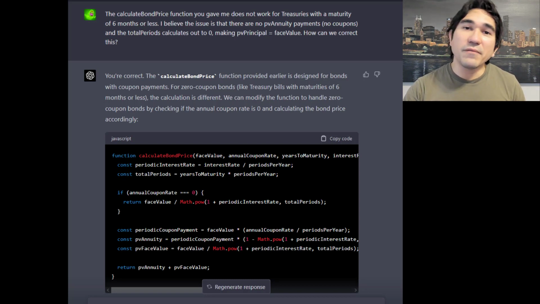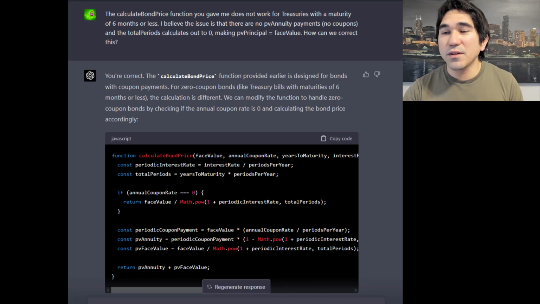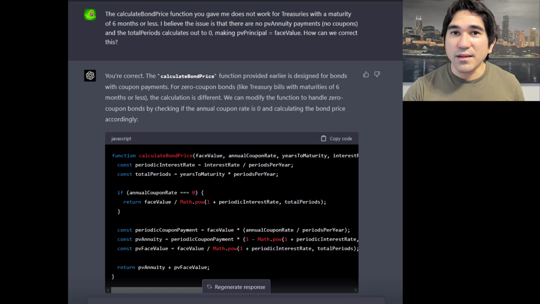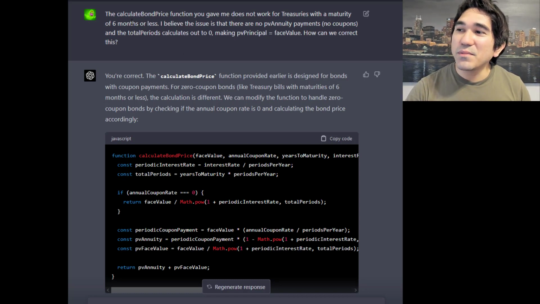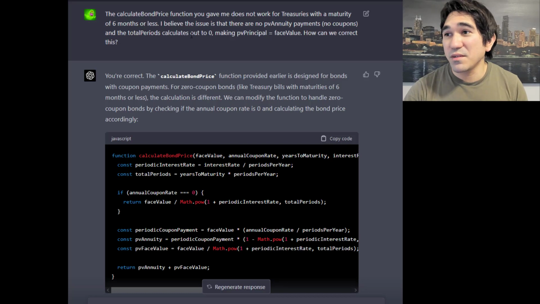So ChatGPT gave me the function to calculate the value of a bond, and in testing it out in my program, I found out that when I go to the 6-month Treasury bill or the 3-month Treasury bill, it wasn't working. It was giving me a 0 result. And the function had to be modified because I wanted to use the same function when there weren't any coupon payments left. There was a little bit of a bug, I guess you could say, in that particular function that it gave me. So I told ChatGPT, hey, the calculate bond price function you gave me doesn't work for treasuries with a maturity of 6 months or less.